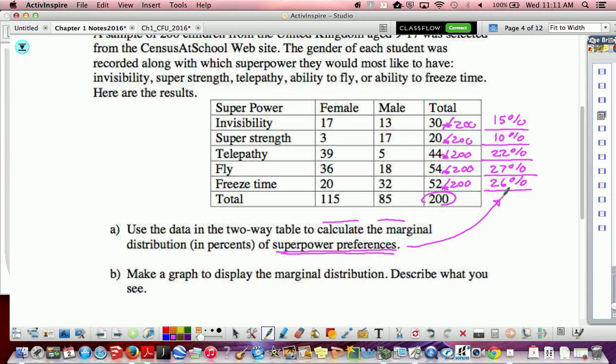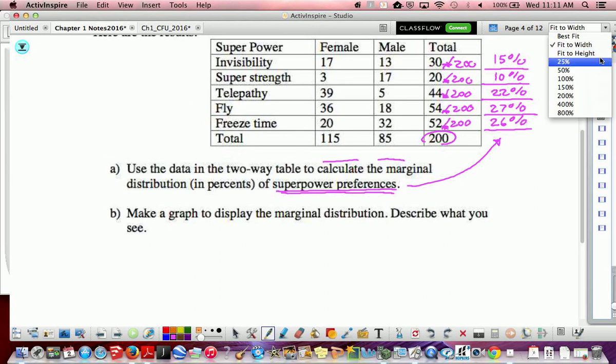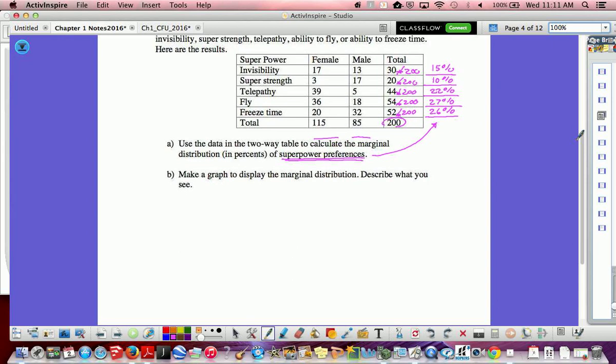Because you did it by numbers. So when we do bar graphs, most of the time we're doing it by percentages. Okay? So it's all right. We can cross it out and put it down here. I'm going to do this to my screen just so that I can see the percentages and be able to draw at the same time. So B, make a display. I'm going to do a bar graph.